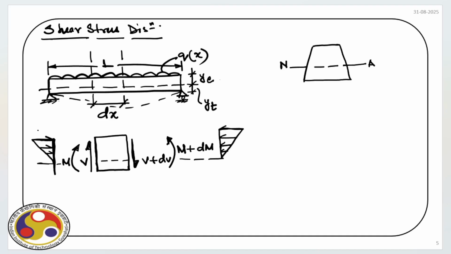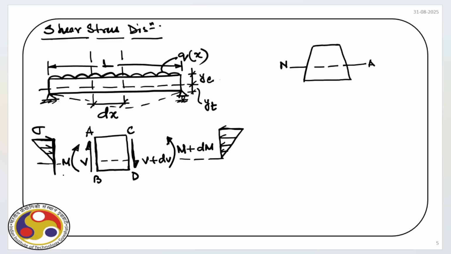So now this bending stress on the left face, say sigma, right? And let us mark, say, A, B, C, D.